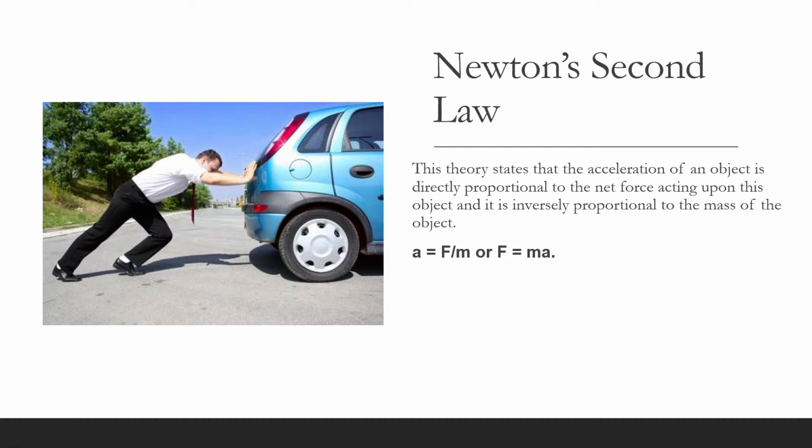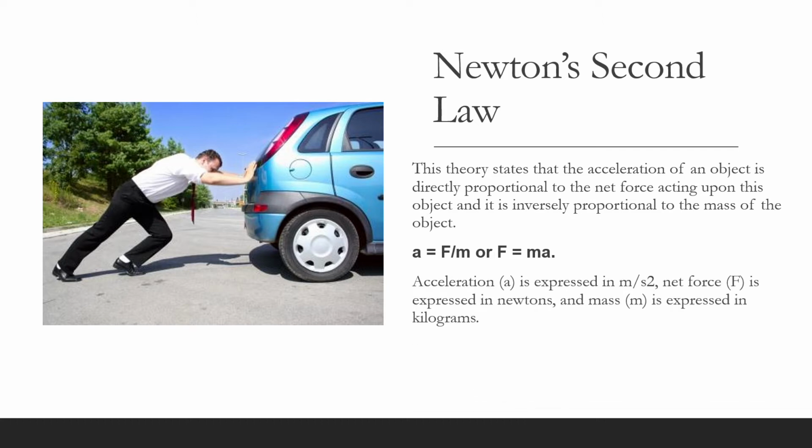And here we have a small formula that of course represents this law. And we have an explanation of what each one of these letters stand for. So we have that acceleration is going to be represented by a, and it is going to be expressed in meters per second squared. We have net force, which is going to be represented by letter F, and it is expressed in newtons. And lastly, we have mass, which is going to be represented by letter m, and it should be expressed in kilograms, right?